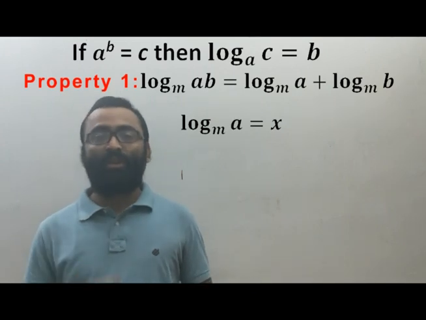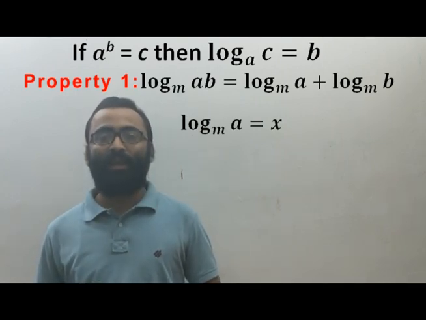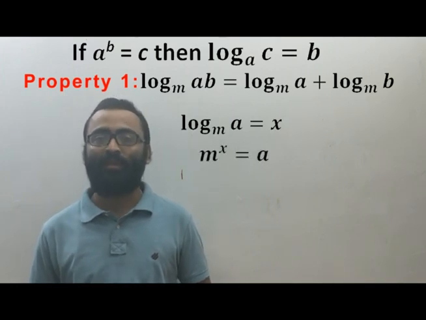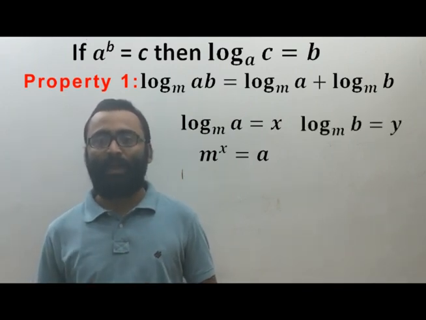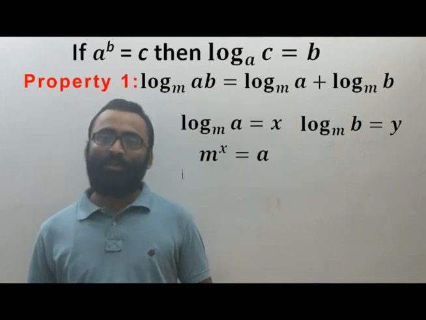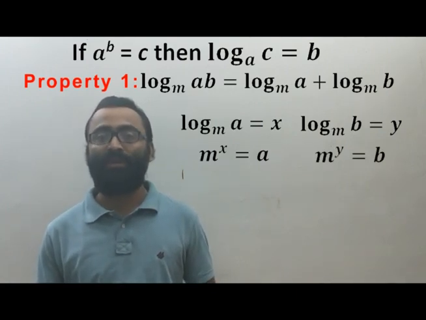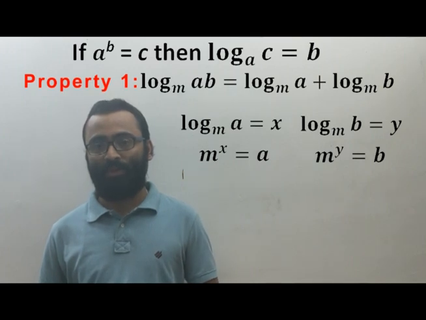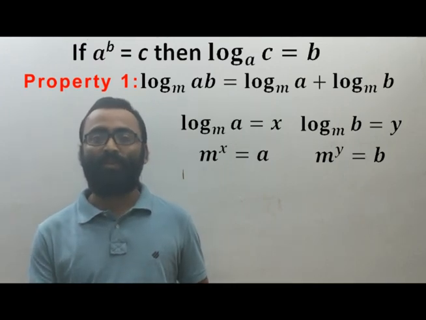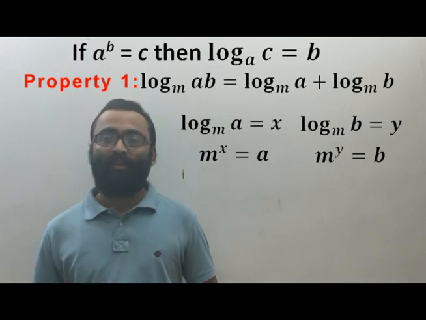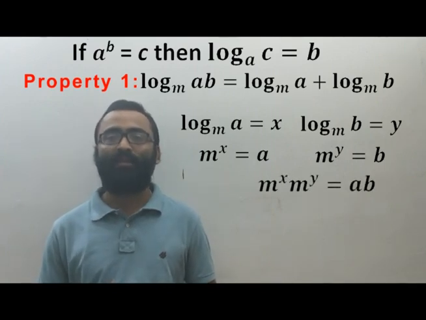If you want to go back to indices, then what will this imply? It will be m to the power x is equal to a. Assume log of b with base m as y. Going back to the indices, m to the power y is equal to b. Now multiply both the equations: m to the power x is equal to a, m to the power y is equal to b. Multiplying these two equations, m to the power x into m to the power y is equal to ab.